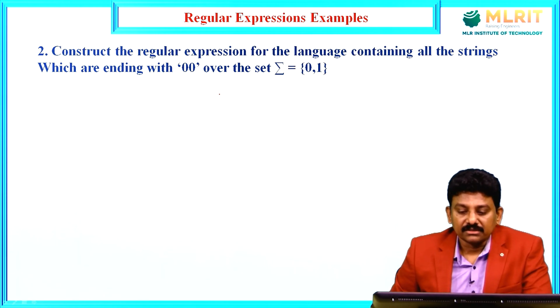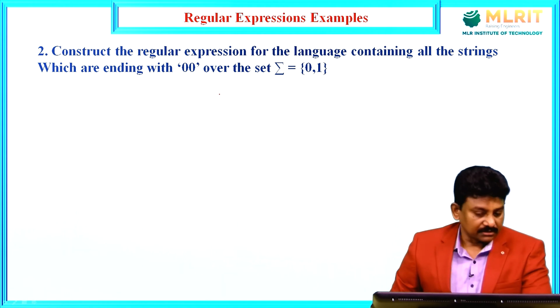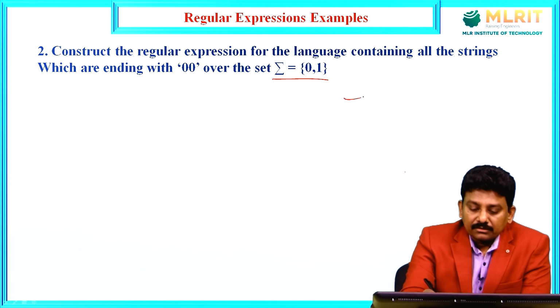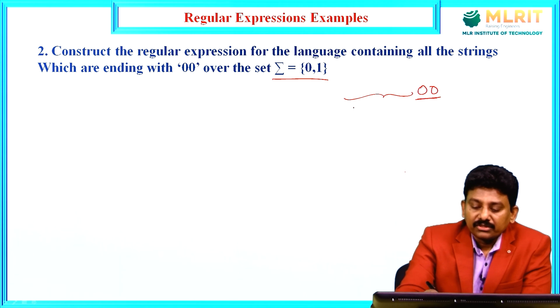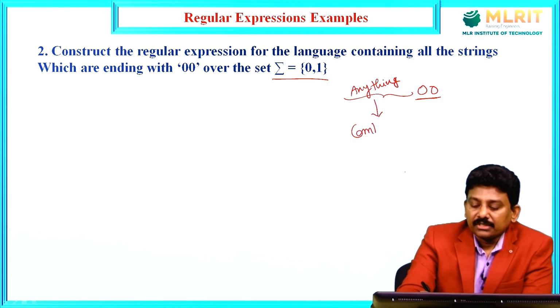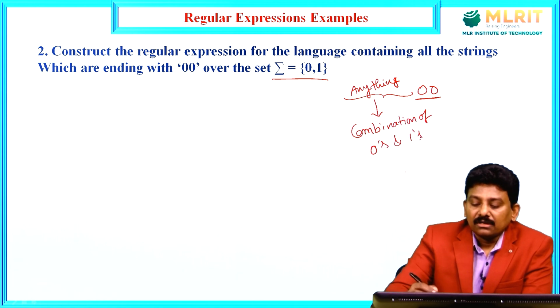Next, construct the regular expression for the language containing all the strings which are ending with 0 0 over the set {0, 1}. So, input alphabet is 0, 1. Any string ends with 0 0. So, the last two symbols must be 0 0. Before that, anything. Anything means combination of zeros and ones of any length.